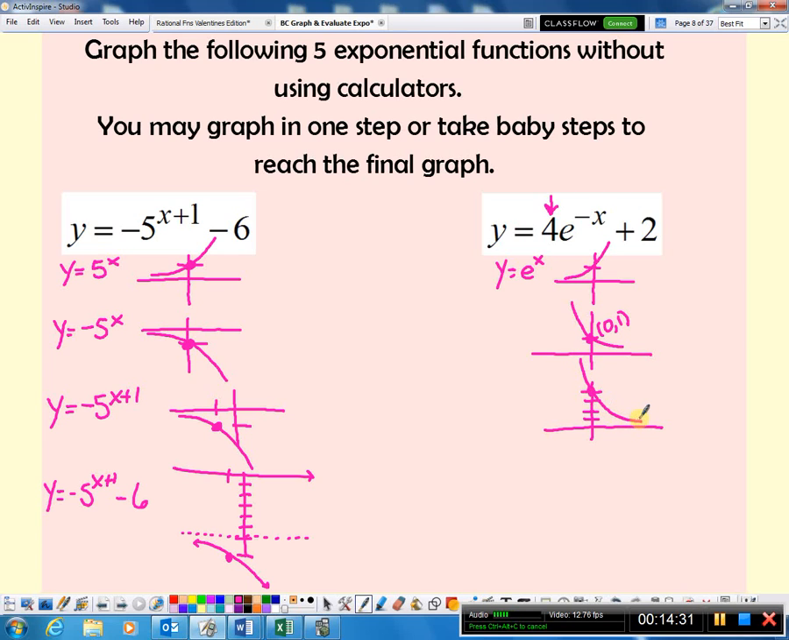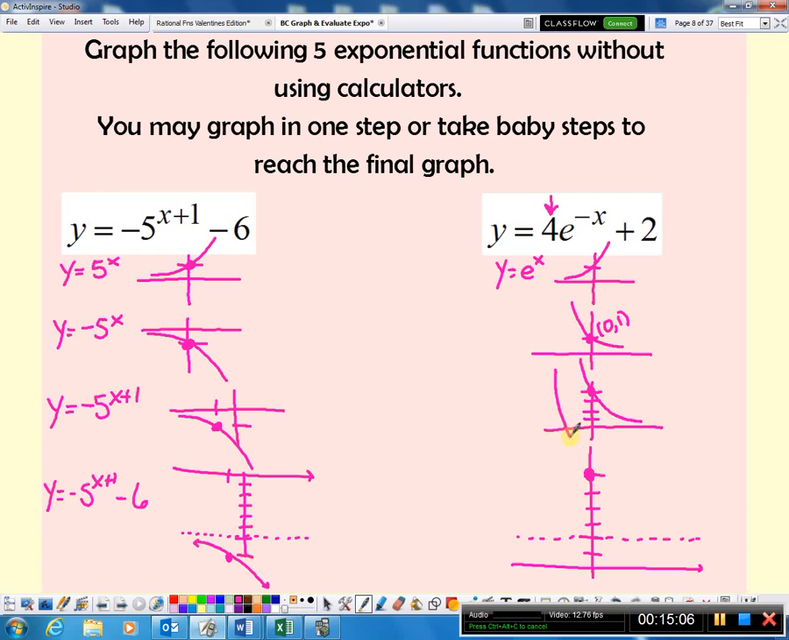So now the only last transformation I need to do is the plus 2, and the plus 2 makes it go up 2. So the first thing I need to show that goes up 2 is the horizontal asymptote, because I'm just shoving the whole graph up 2 by pushing on the horizontal asymptote. By lifting it, it lifts everything. Now the intercept is still 4 units above the asymptote, and there's my graph.